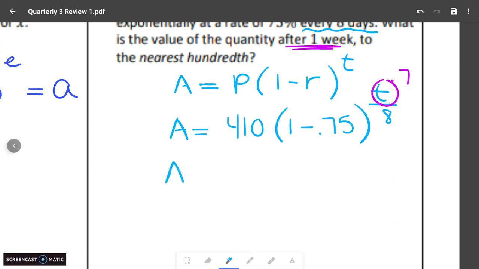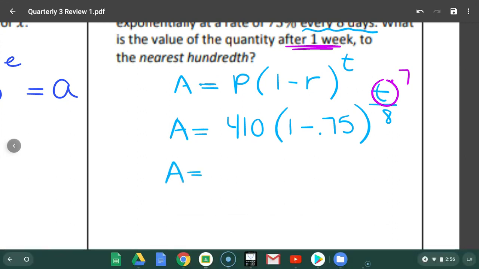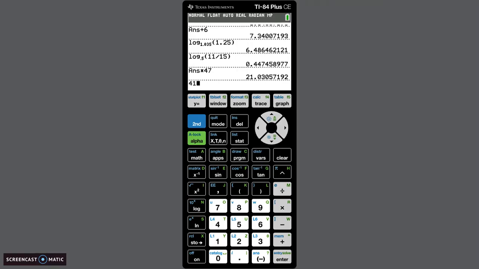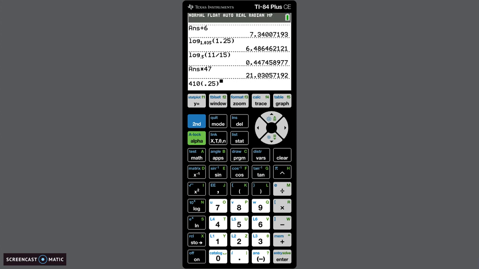So to get this, I go right into my calculator and say 410, 1 subtract 0.75 is going to be 0.25 raised to the 7 divided by 8. And we let the calculator do this. To the nearest hundredth, we're looking at 121.89.